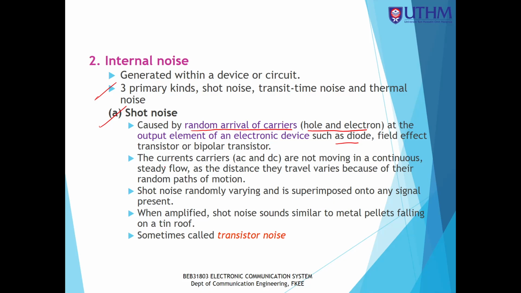Shot noise is randomly varying and superimposed onto any signal present. When amplified, shot noise sounds similar to metal pellets falling on a tin roof. Sometimes it is called transistor noise.